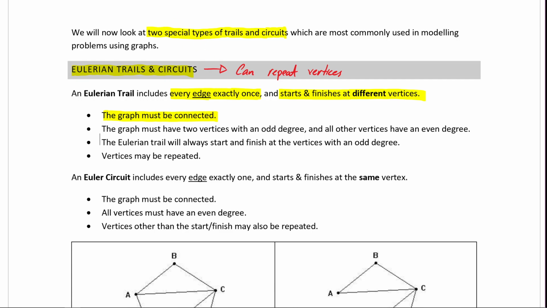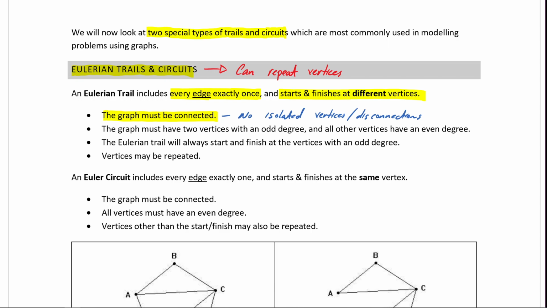So let's write down here, if it must be connected, that means we have no isolated vertices, and you can go slash disconnections. Everything must be connected. Disconnections. What else must we have here?